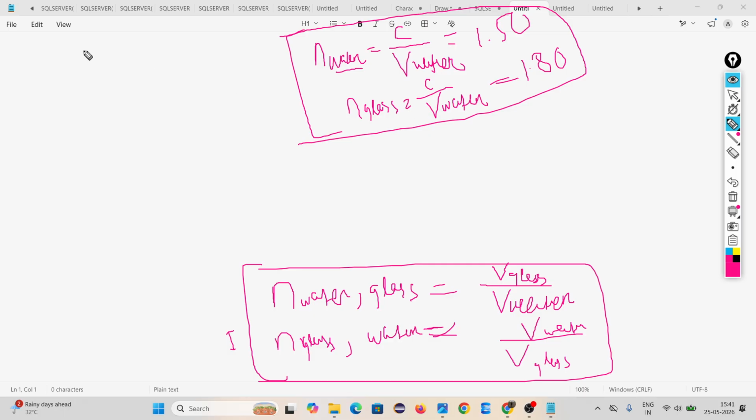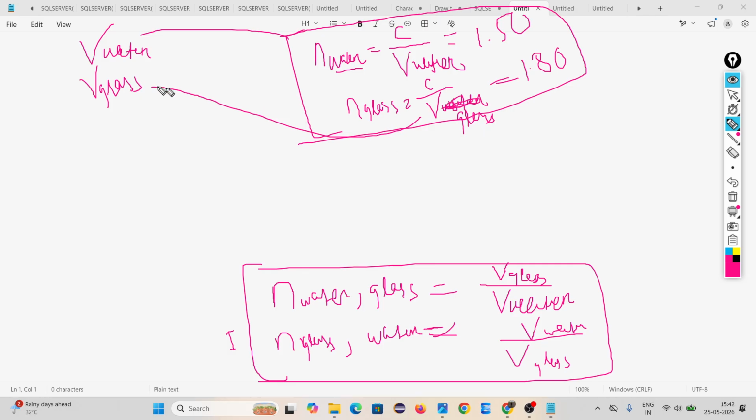the velocity of water? From this formula, can I find the velocity of water, meaning the speed of light in water? From this formula, can I find the velocity of glass, sorry, the speed of light in glass? This is glass. Yes, sir.